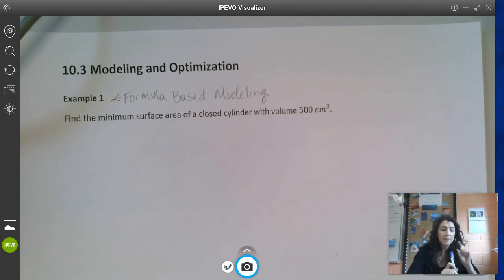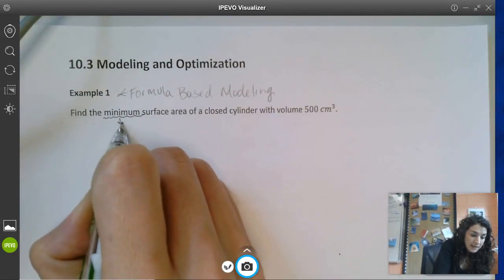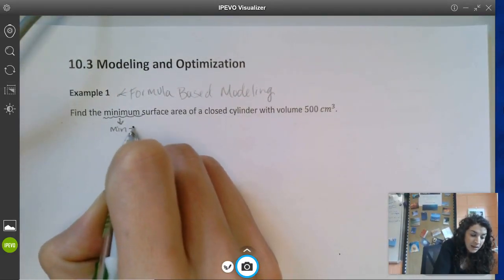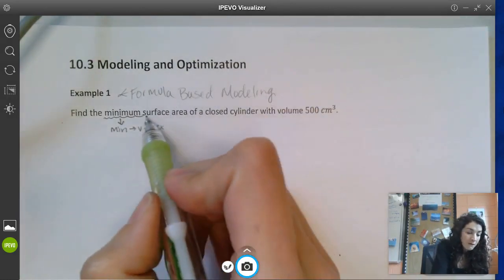Here it says find the minimum surface area of a closed cylinder with volume of 500 cubic centimeters. So let's underline a few key words here that are going to tell us what to do. Minimum. If we see the word minimum, that means that we are finding the minimum, in other words, the vertex, right? And we're finding the minimum of the surface area.